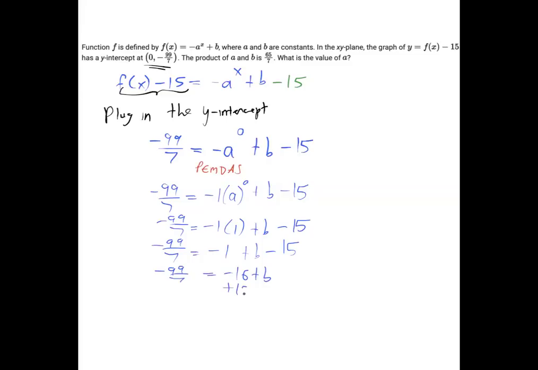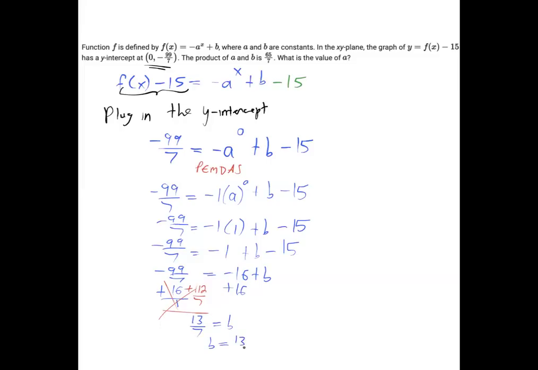And now we can add 16 to both sides. What we really need here are common denominators. 16 over 1 is really the same as, if I multiply it by 7 on the top and 7 on the bottom, 112 over 7. So you have 112 minus 99, which is 13. And so on the left, we have 13 over 7 equals b. So b is 13 over 7.